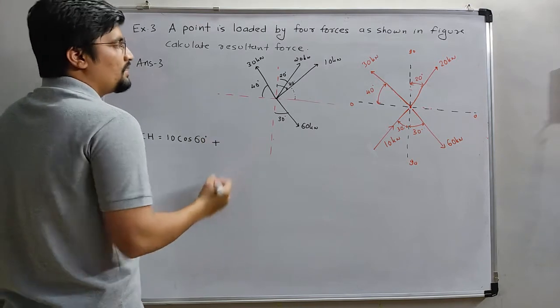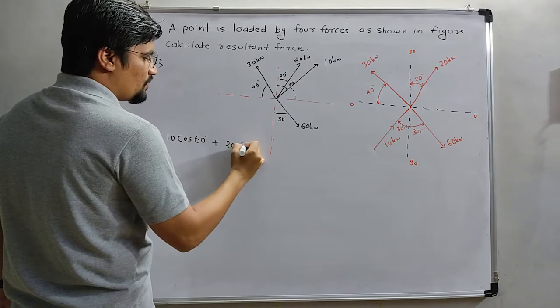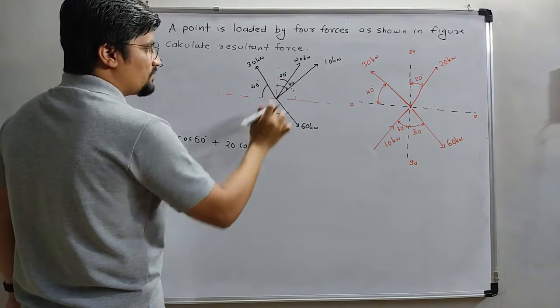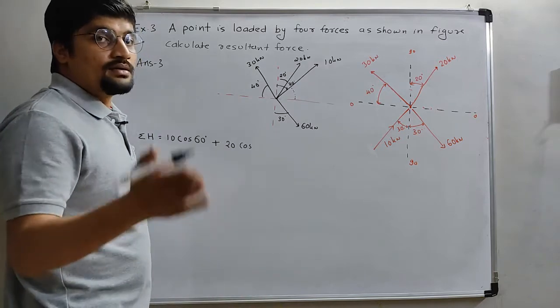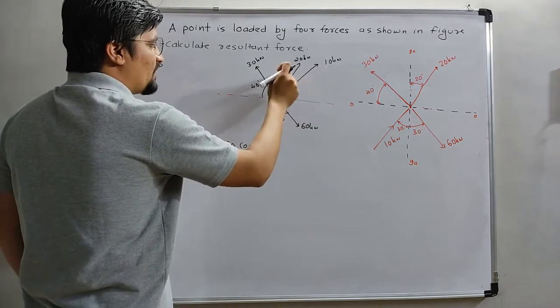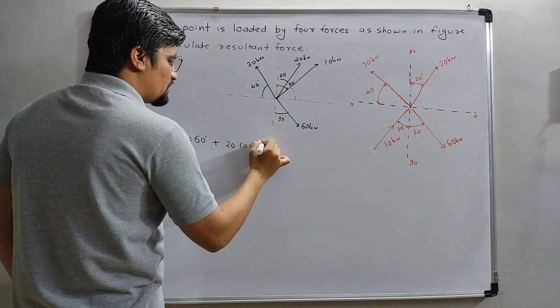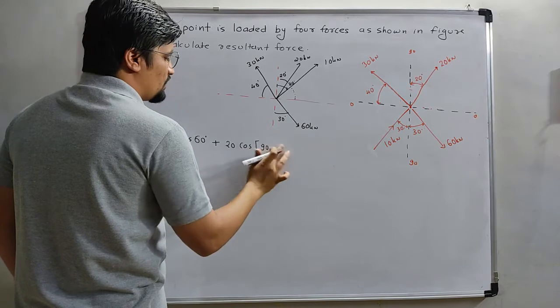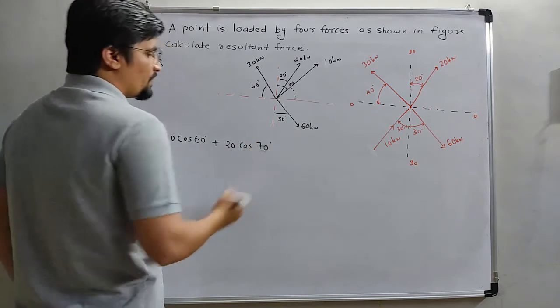plus this is 20, so 20 cos, this is making 20 degree to the vertical side, and we need to take the angle from the horizontal side. So this to this, it is 90 minus 20, which means 70 degree. We can write it like this also, 90 minus 20, or we can write it directly also, 70 degree.